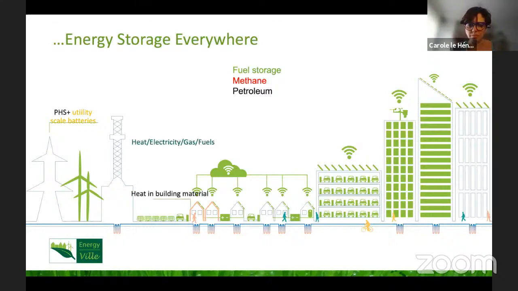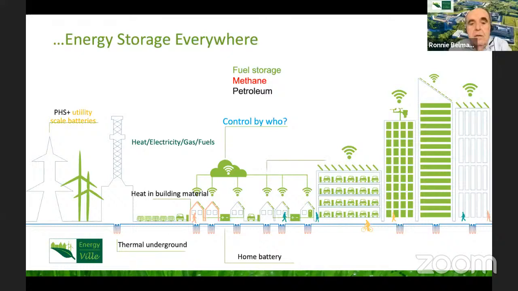So really, for the future, it's totally unsure what we're going to regulate and how to regulate this, because storage is everywhere in that advanced energy system, distributed energy system. Are we only going to regulate the central part of the storage, or are we going to regulate the whole thing of the storage? Or, as Lee said, are we not going to regulate anything?